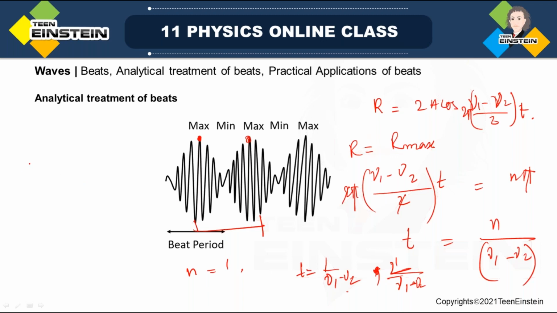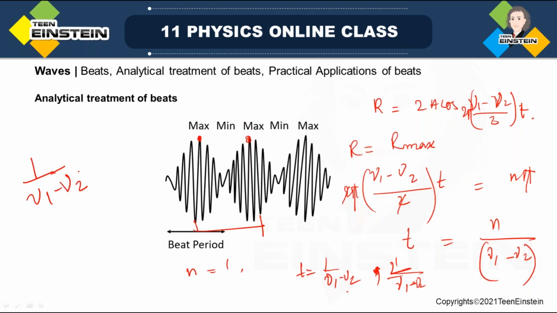So the time delay or difference between two successive maxima is 1 by nu1 minus nu2. This is the time interval between successive maxima.